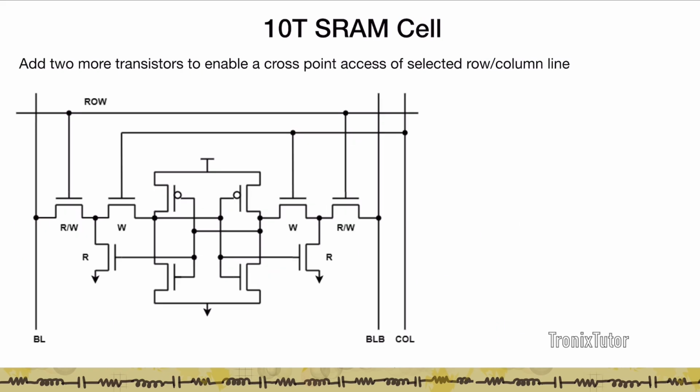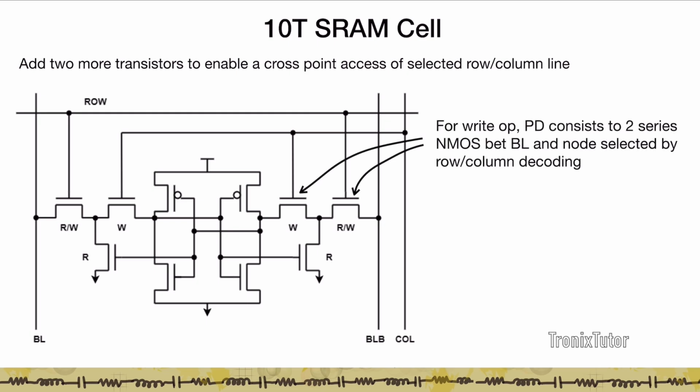Similarly, we can add 2 additional transistors and create an even larger bit cell, and this is known as the 10T SRAM cell. Now the 10T SRAM cell consists of 2 different paths for the write and read. So for the write operation, we have a row decoder and a column decoder. And for the write operation, the pull down consists of these 2 transistors. This transistor, which is selected using the column, and this transistor, which is selected using the row.